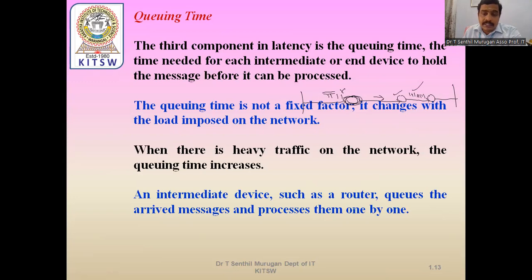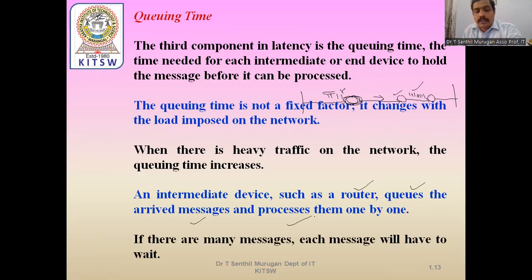What are the intermediate devices we are using in the network? Routers process arrived messages one by one. So the intermediate device will do this operation. If there are many messages, each message will have to wait.